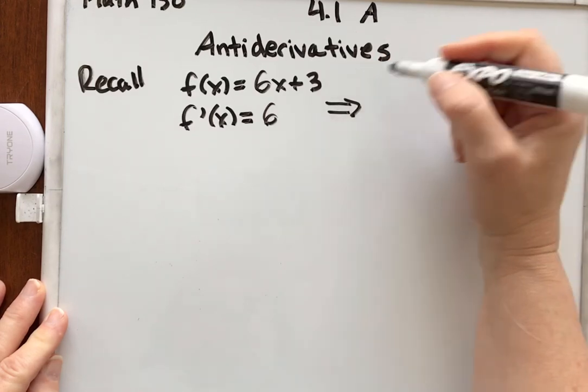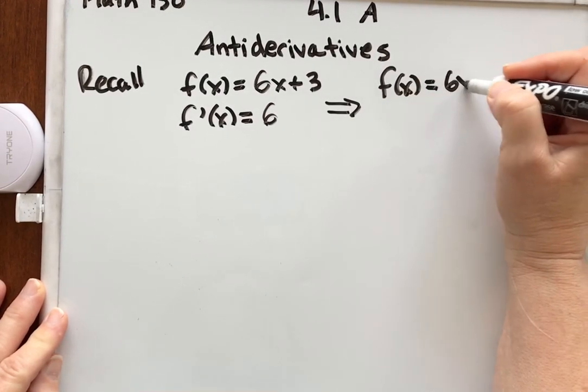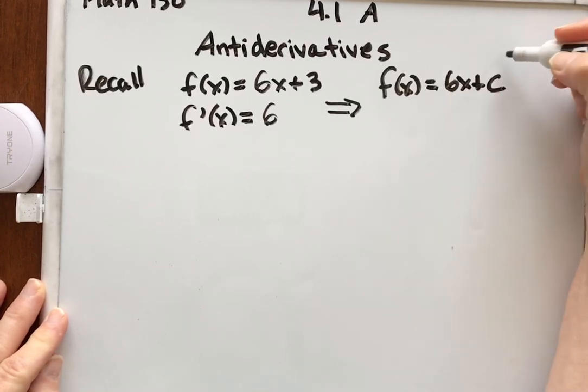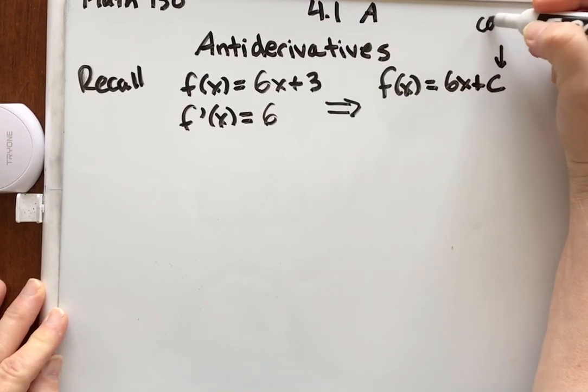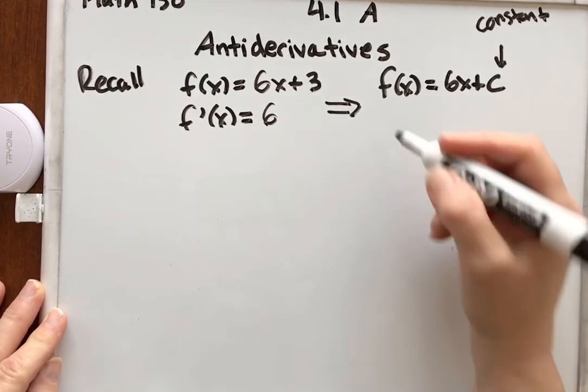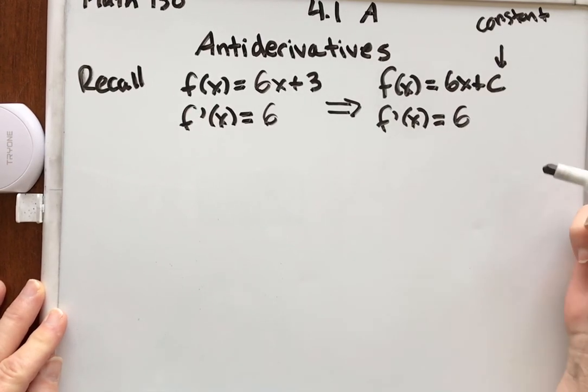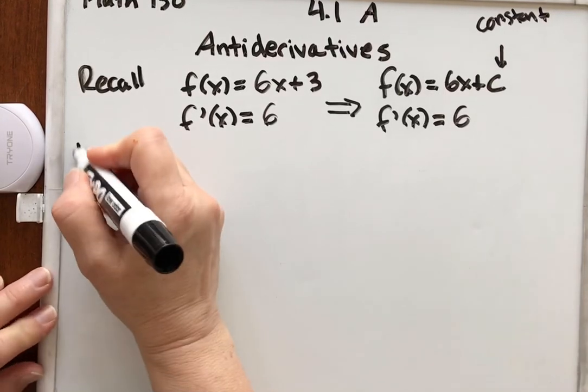Okay, so I'm going to rewrite f of x as 6x plus c, where c is a constant. It's not a variable, it's a constant. Then f prime of x is still going to be just 6, because the derivative of c is 0.